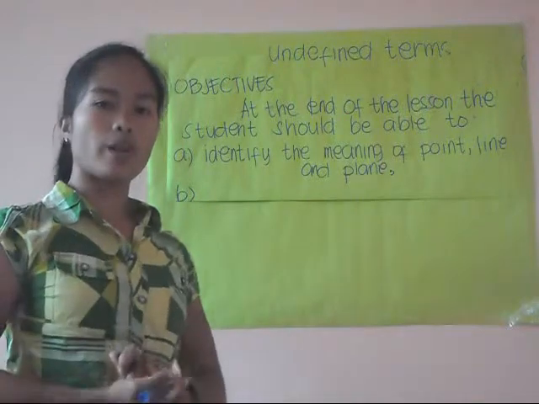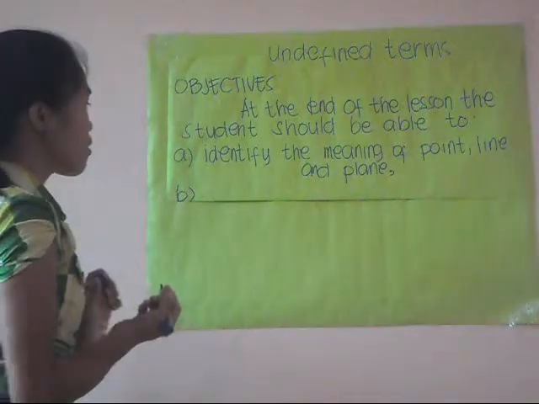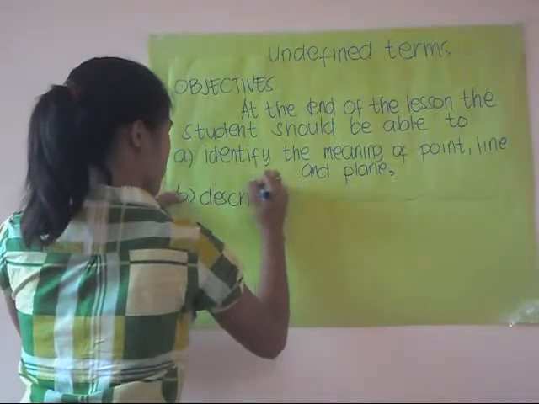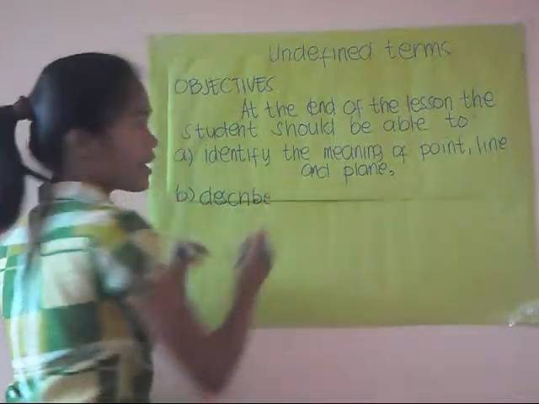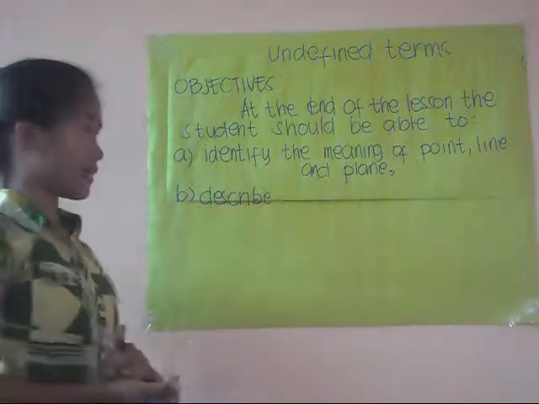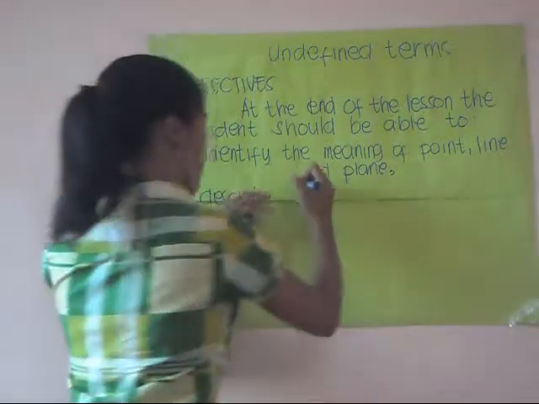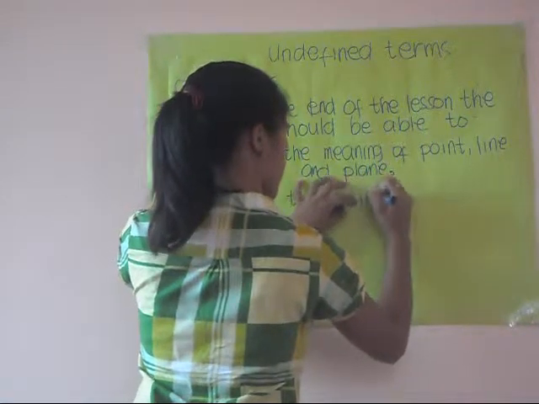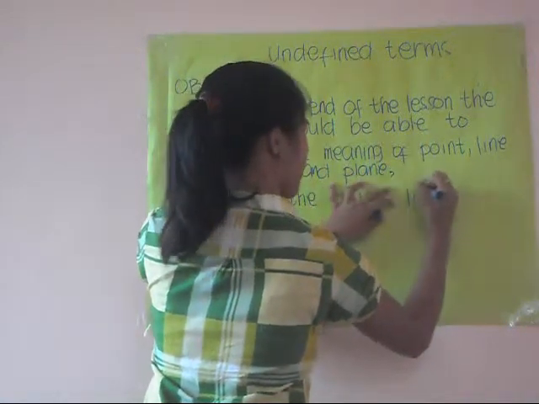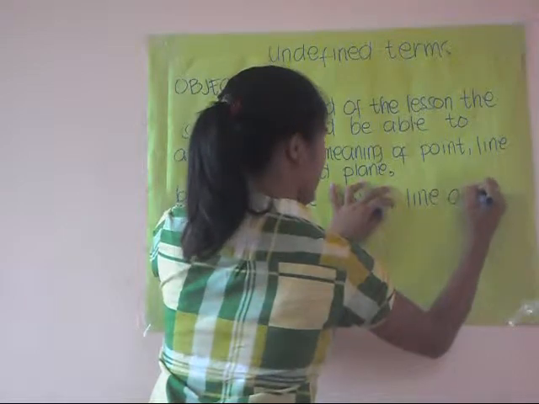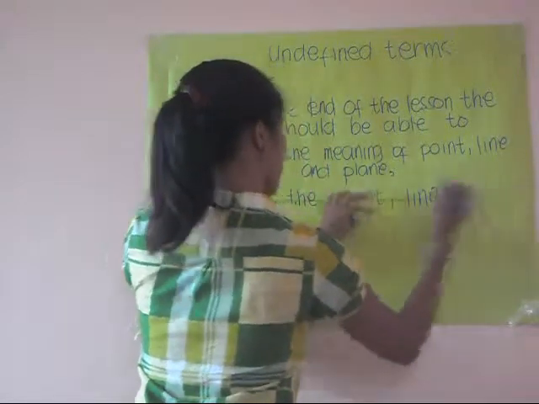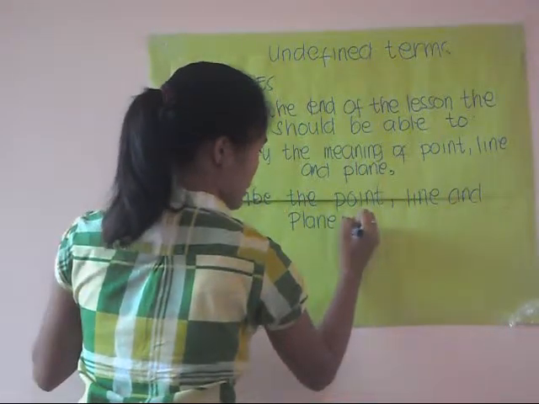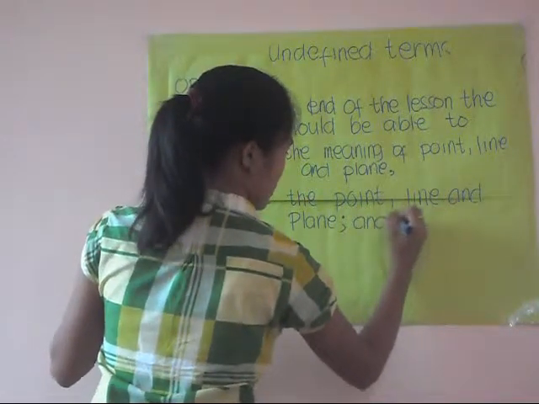We use the word describe for affective domain, and then the topic. So describe the point, line, and plane. Then we put a semicolon and then "and."